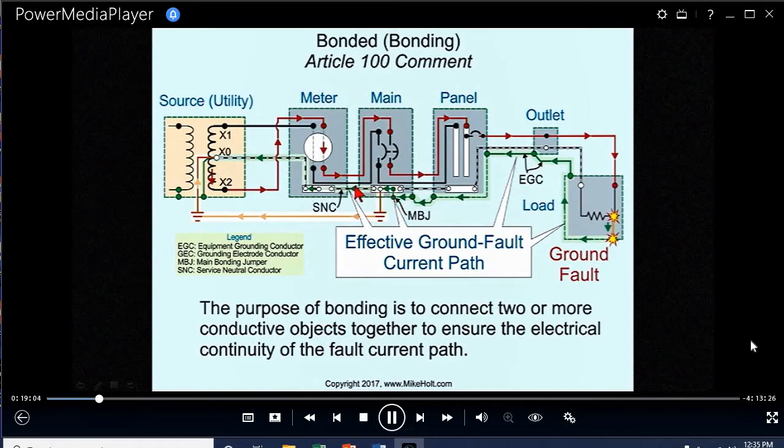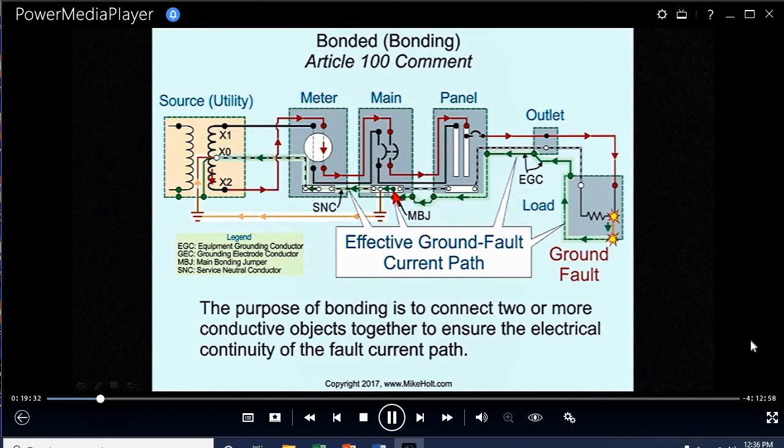And then, of course, the fault current continues on the neutral, travels on the neutral conductor, and gets back over to the source. So what have we bonded here? We bonded this enclosure to this enclosure right here with this equipment grounding conductor. Then we bonded that enclosure to the panel, and then we bonded the enclosure to the neutral.